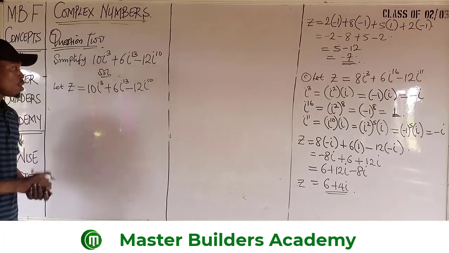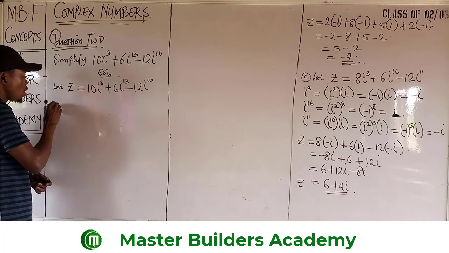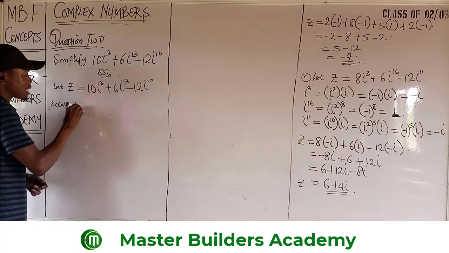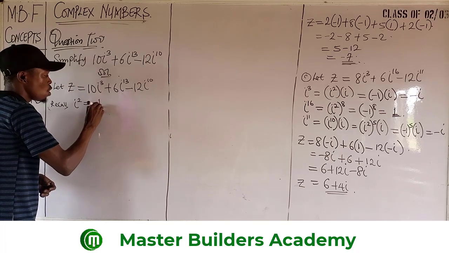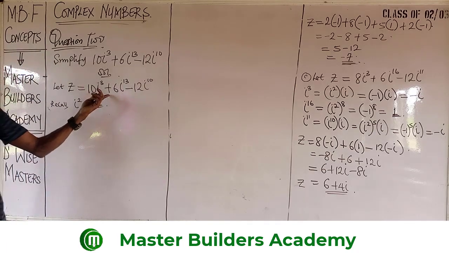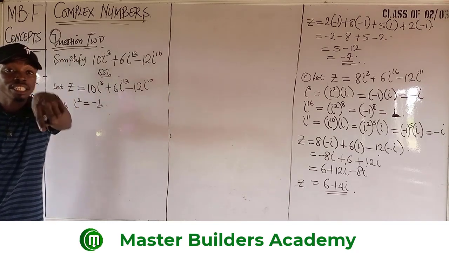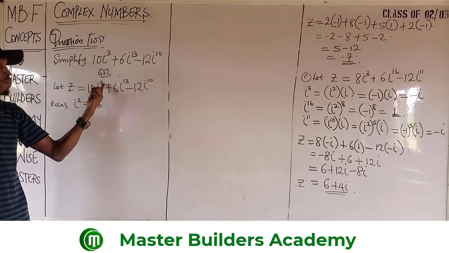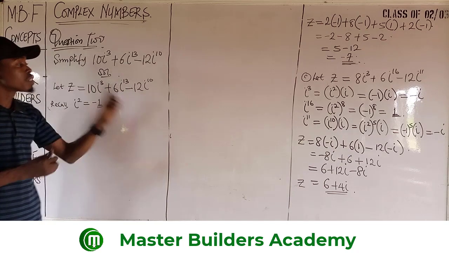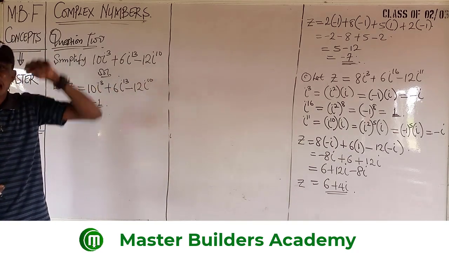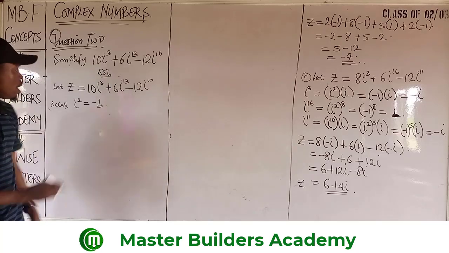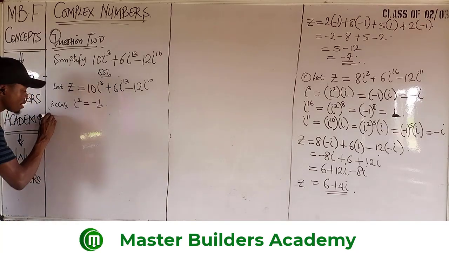Something like this. So all you need to do is to recall that I raised to the power of 2 is equal to -1. Of course, I do not have I raised to the power of 2 here, but I will need it to reduce I raised to the power of 3 to its least level. I will need it to reduce I raised to the power of 13 and 10 to their least level. This is it. Then, how do I get I raised to the power of 3?